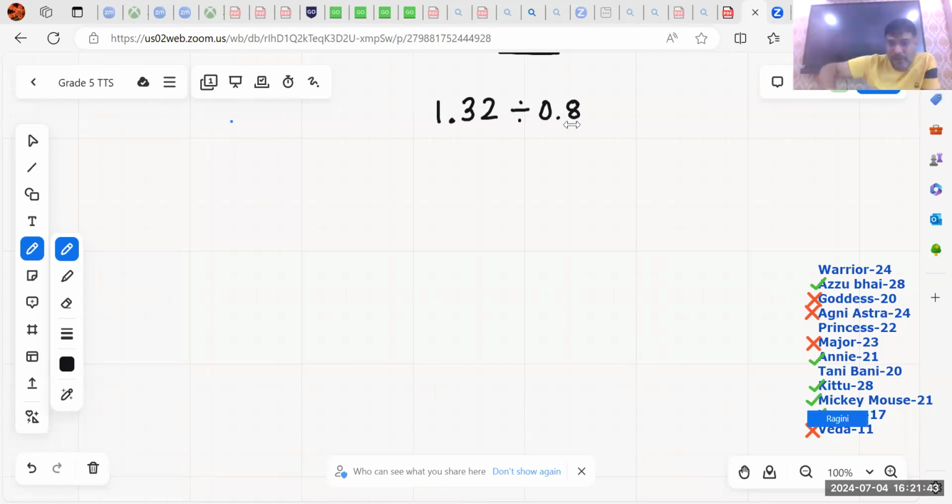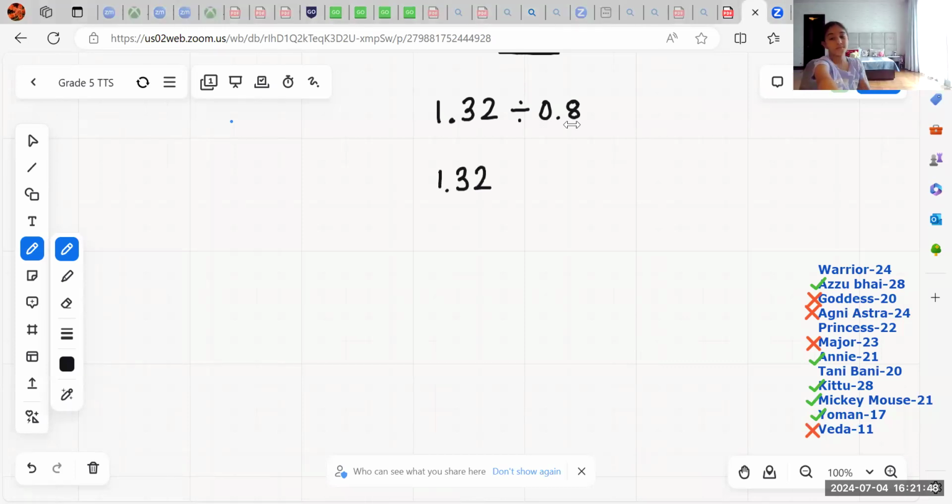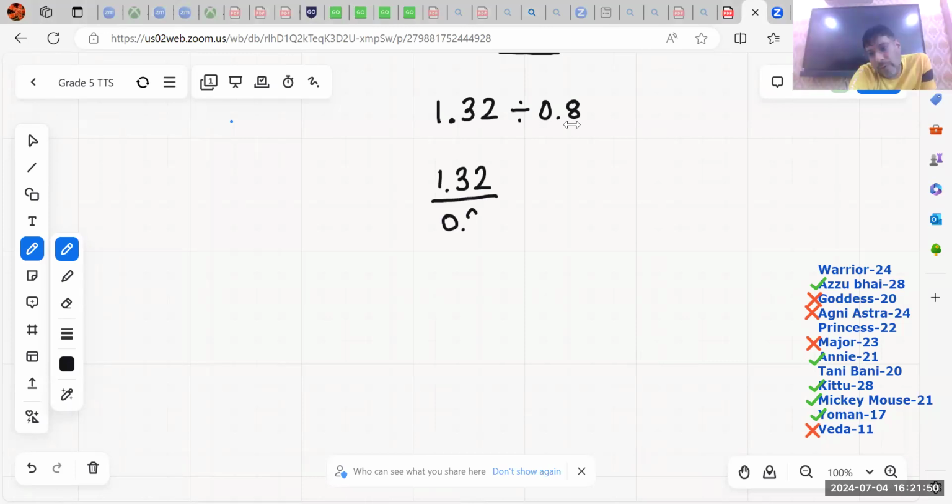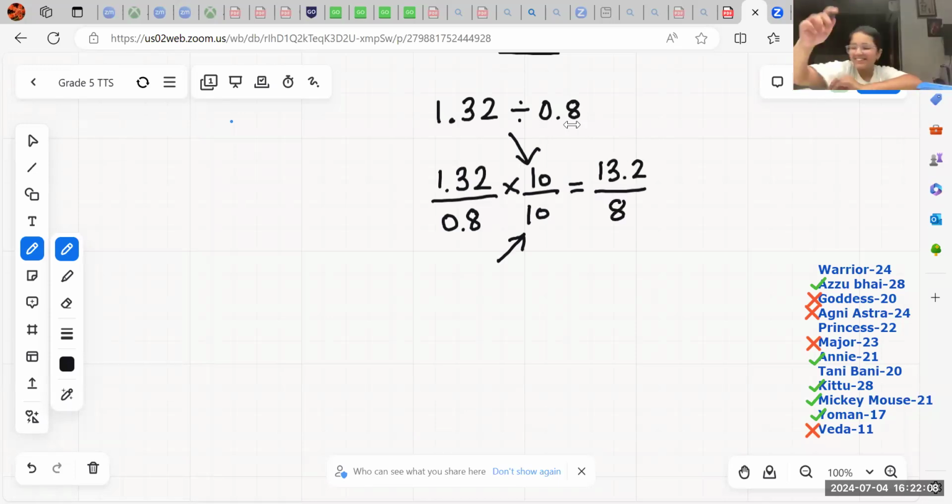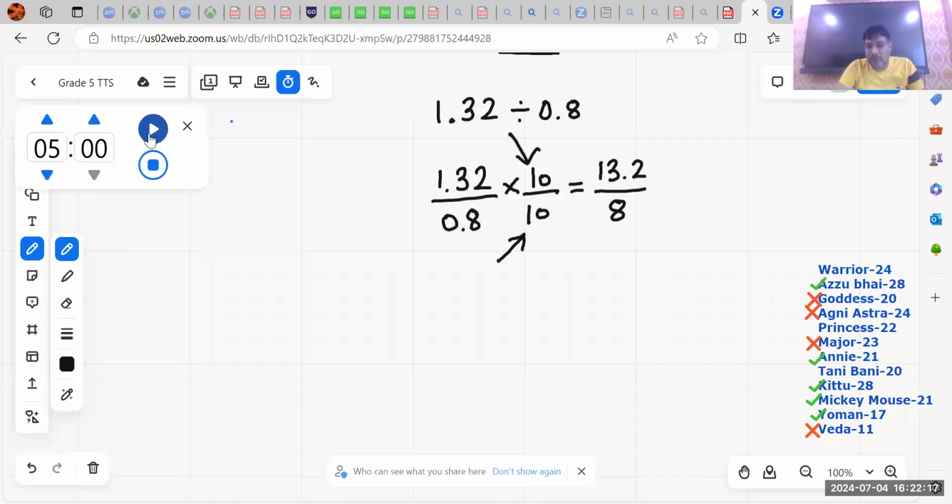So many crosses. I will do the first step. Sir, can we go to washroom? Sir, I'm doing it. So 1.32 divided by 0.8. I am just doing the first step. I will multiply by 10 by 10. This will change into 13.2 because whichever number I multiply in the denominator, I have to multiply in the numerator also. So this will change into 13.2 divided by 8. So I will give a break, and those who have not done the question can complete the question and we'll check after the break. Okay.